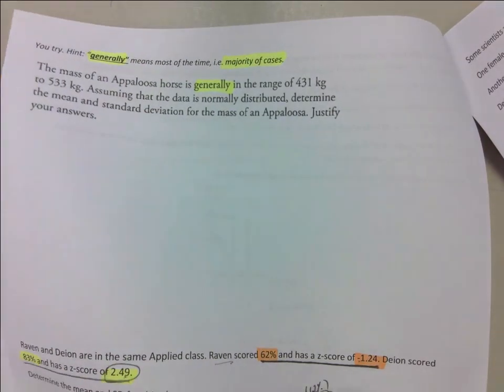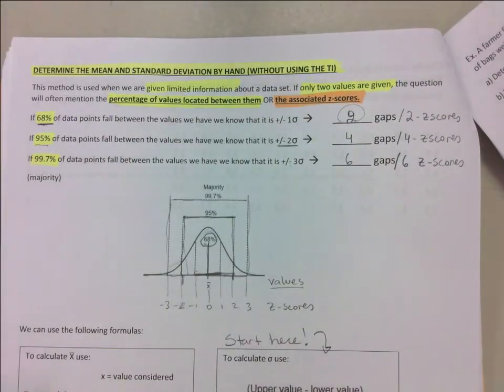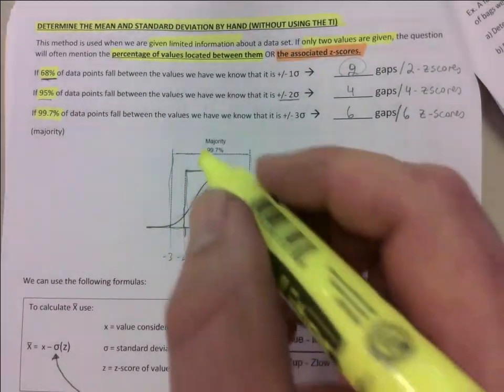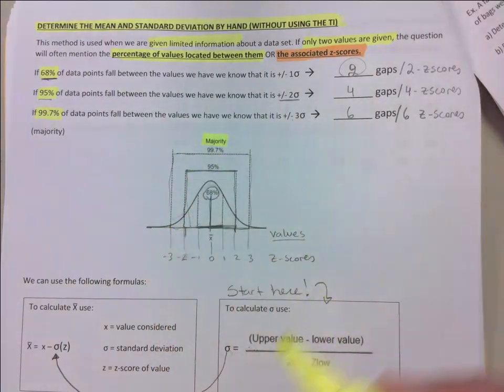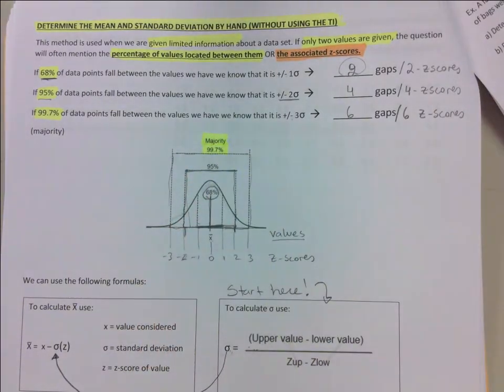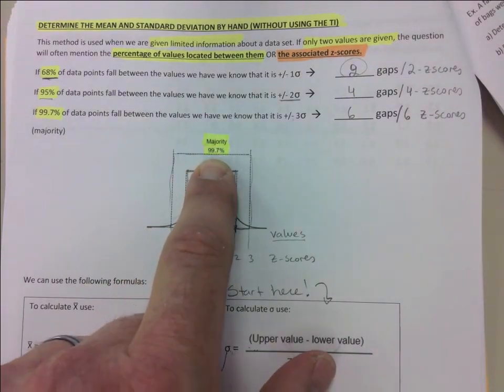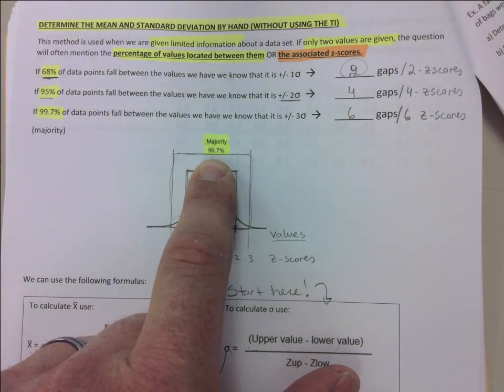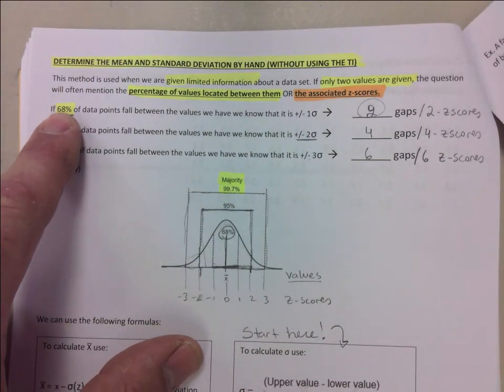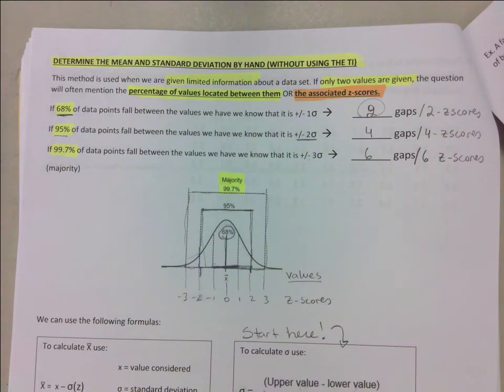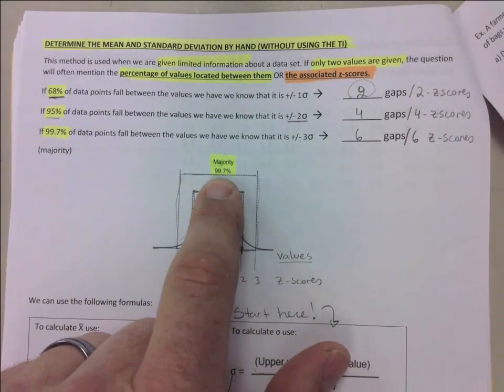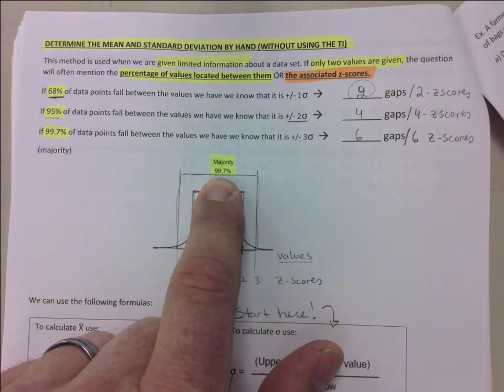I want to ask you to flip back one page. And I did put down the majority. If it says majority, we're talking 99.7. I will only do it with 99.7. The other two, 95 and 68, I will give you that number. I won't make you guess. But majority means 99.7, guys.